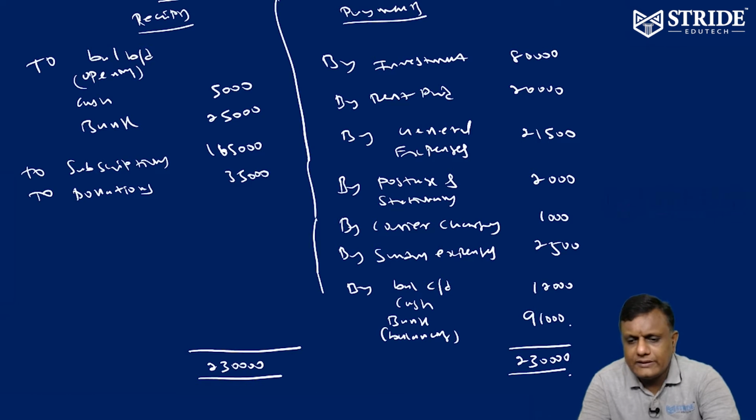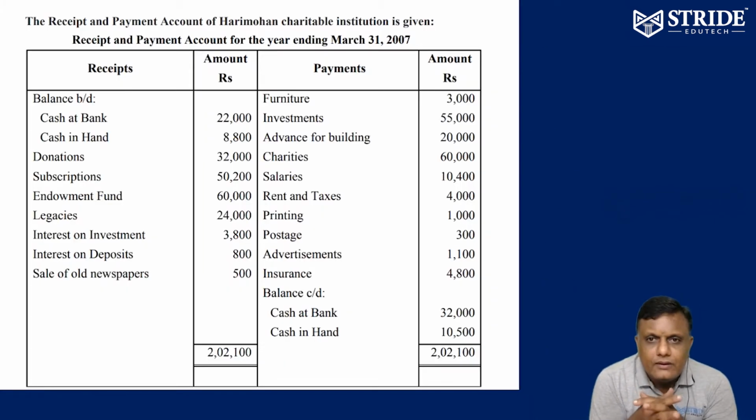That's it. Let's see the receipts and payments account of Hari Mohan Charitable Institution given below, for the year ended March 31st, 2007. Receipt side and payment side are given. Receipt side: cash at bank opening, 22,000. Cash in hand opening, 8,800. Donation received, 32,000. Subscription received, 50,200. Endowment fund received, 60,000.